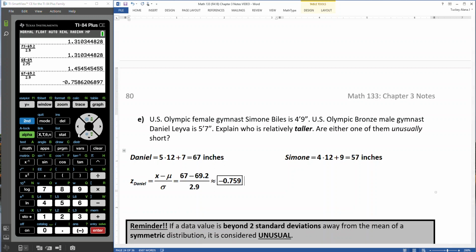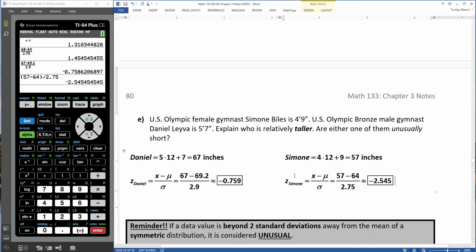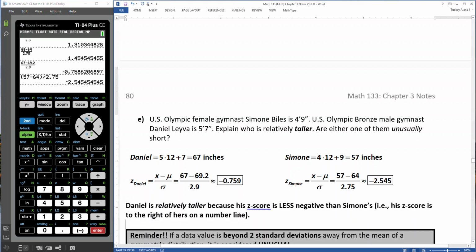Now her value is going to be, I'll use the parentheses for her just to give us some variety. So parentheses 57 minus 64, close parentheses, divide by 2.75. And there she is. All right, so who's relatively taller? He is. I mean, they're both short, but he's relatively taller because he's less negative than her. Right? In other words, his z-score is to the right of hers on a number line. Right? Keep in mind they're both short because they're both negative, or they both have negative z-scores.